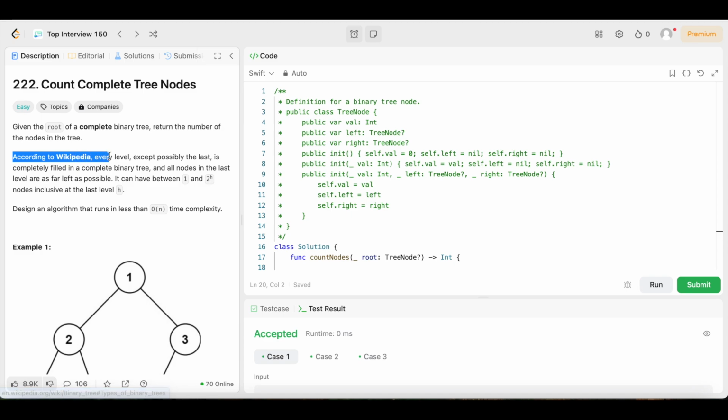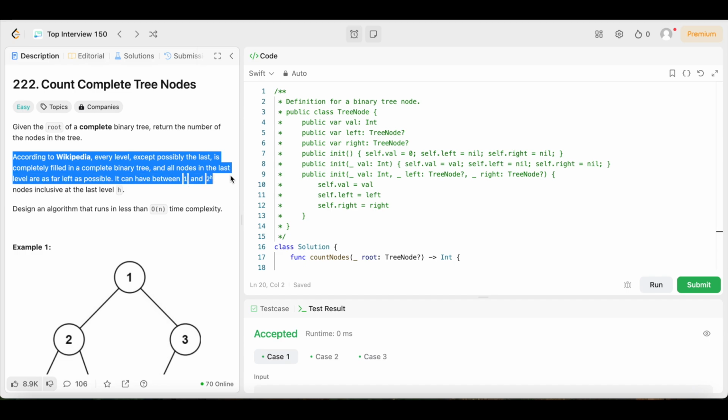According to Wikipedia, every level except possibly the last is completely filled in a complete binary tree, and all nodes in the last level are as far left as possible. It can have between 1 and 2^h nodes inclusive at the last level h. Design an algorithm that runs in less than O(n) time complexity.